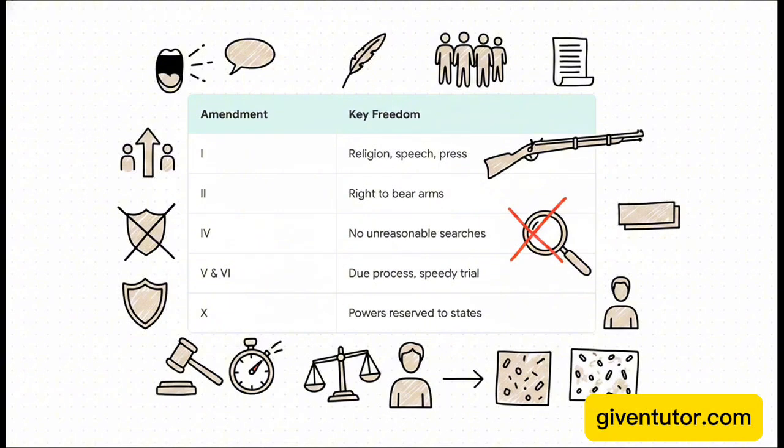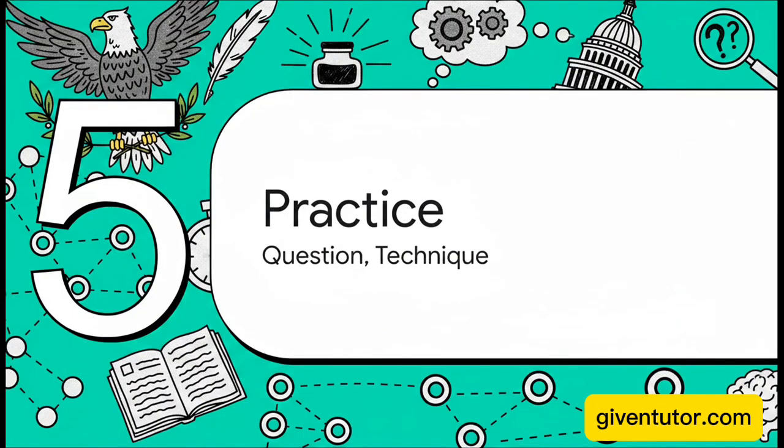Look at Amendment I. It guarantees freedom of religion, speech, the press, assembly, and petition. Amendment 2 protects the right to bear arms. Jump to Amendment 4. That one guards against unreasonable searches and seizures without a warrant. Amendments V and 6 ensure due process and the rights of accused persons, things like a speedy trial. And then Amendment 10 reinforces that key word we learned just a minute ago, federalism, by reserving any leftover powers strictly to the states. Time for Section 5, practice.